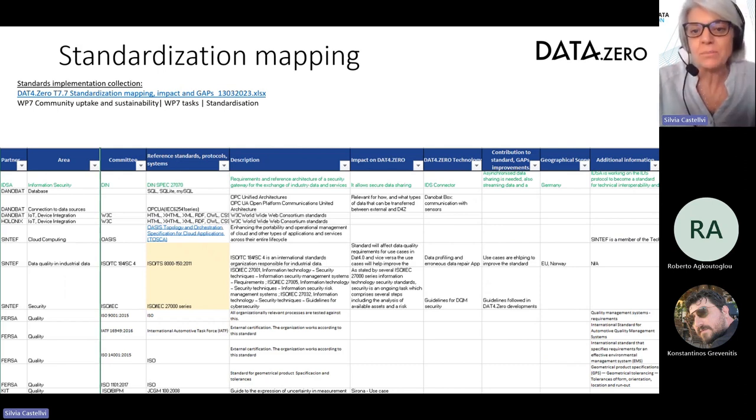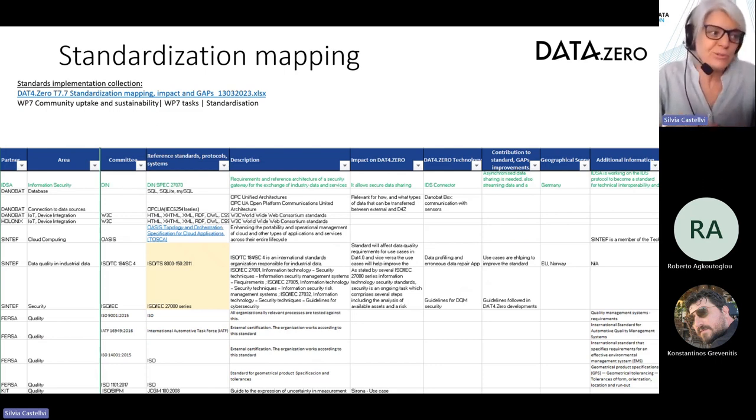This is how the process has been developed, because I think it's important to share best practice and how we have developed standardization activities. So here you can see that we initiated the project mapping, investigating how the standards are implemented in the project. And here you can see that we use this Excel in order to collect information regarding the standards, the committees of the standard that the project has adopted, the description of the standard, but what is more important, the impact of the standard in Dat4.Zero, which are the technologies, and how we can contribute to the standards, to the gap, to improve, and other additional information. This is the Excel that we shared with all the consortium.